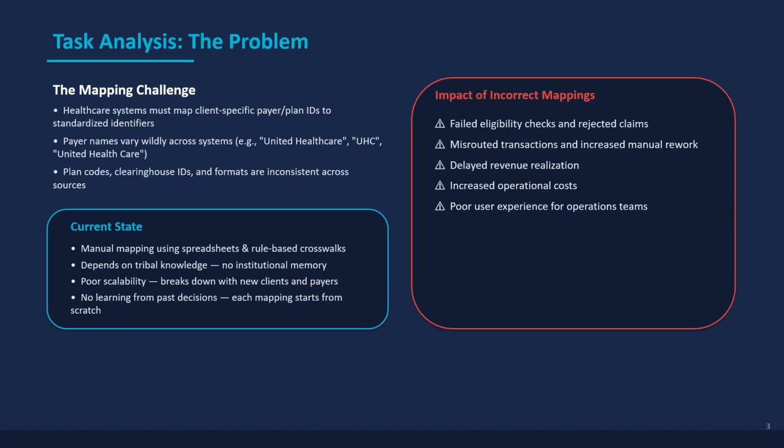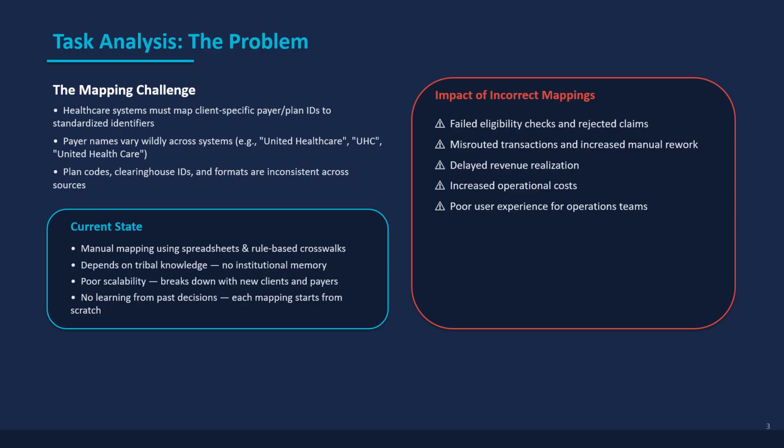Here is the problem statement. Healthcare systems must map client specific payer plan IDs to standardized identifiers in order to automate RCM functionalities that are otherwise manually done. But mapping is not straightforward because payer names vary wildly across systems. Example: United Healthcare, UHC, and United Healthcare. They all mean the same, but they are spelled very differently. Plan codes, clearinghouse IDs, and formats are inconsistent across sources.